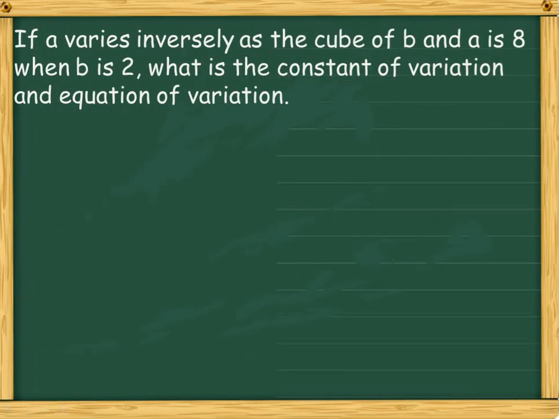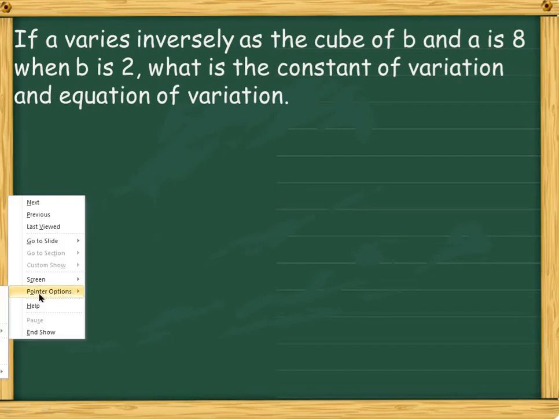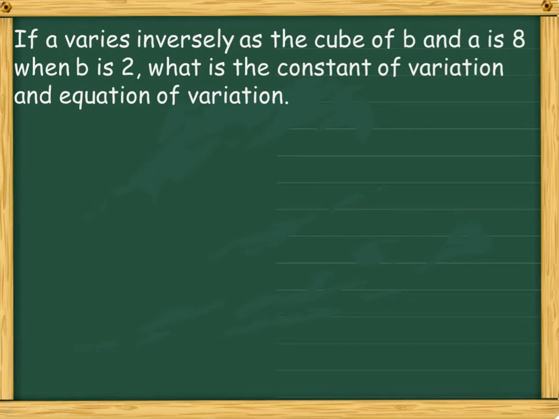Let's have the second example. If a varies inversely as the cube of b, and a is equals to 8 when b equals to 2, what is the constant of variation and the equation of the variation? So, dalawa po yung hinahanap, the constant of variation, which is represented by k, and the equation of the variation. So, para mahanap natin yan, let's use the first statement. A varies inversely as the cube of b. So, ang gagawin natin, translate into equation.